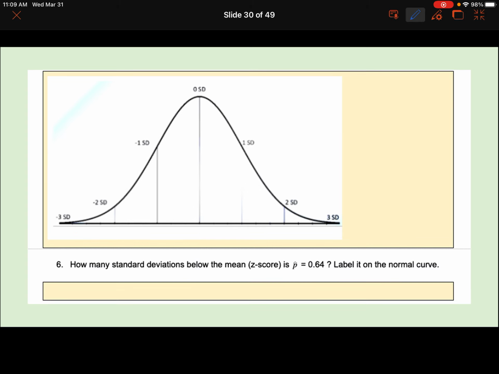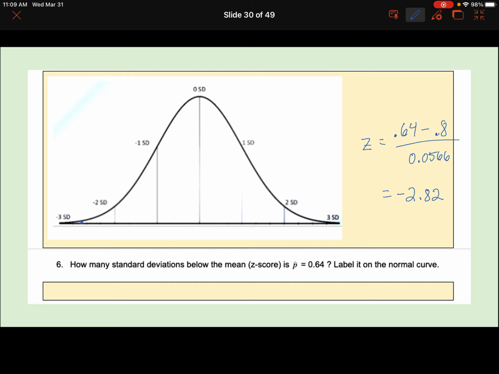So I guess I can switch, now I can see the problem. To find the z-score, I'm going to find the difference between 0.64 and the mean, and then divide that by the standard deviation. When you get that, it should be negative 2.82. And then I'm asking you to label that on the graph.